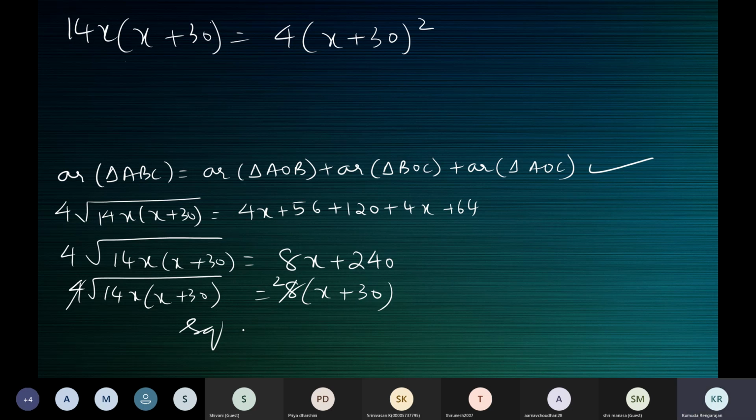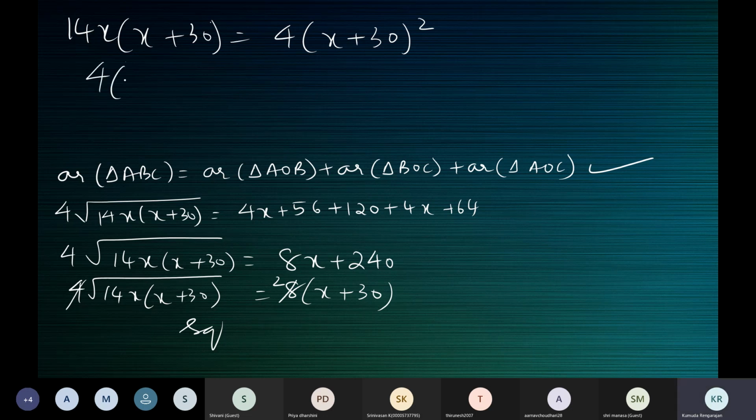Now we square on both the sides to get rid of the square root symbol. On the left hand side, when you square, the square root symbol is eliminated. So 14x into x plus 30. On the right hand side, 2 squared is 4. You'll have to square it. So 2 squared is 4 and x plus 30 the whole square.